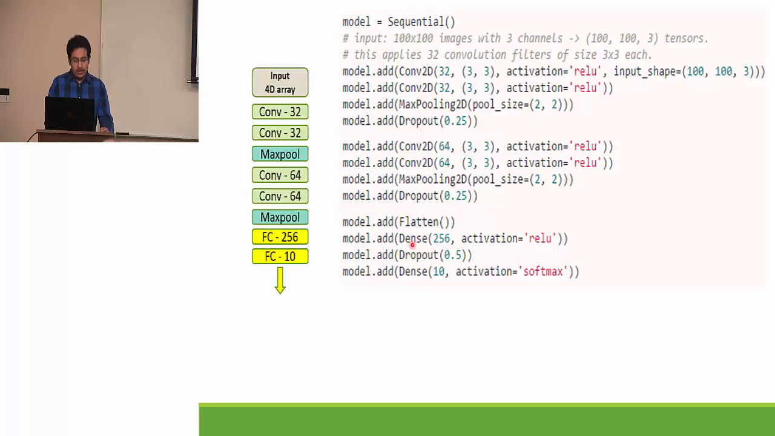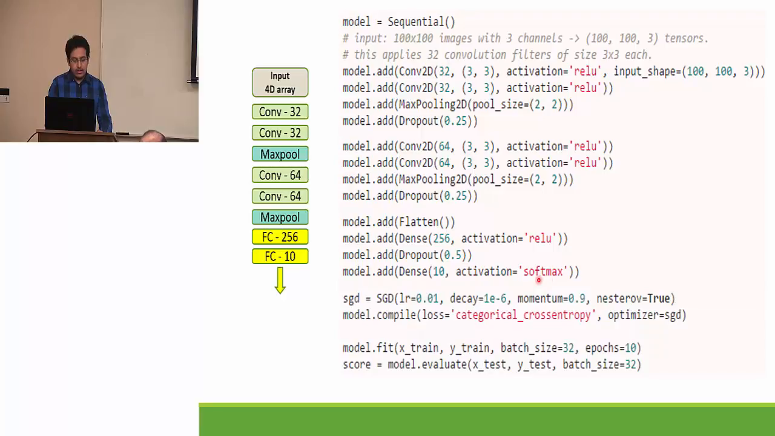So we have a dense layer with 256 neurons and activation as relu, and then we have one more dense layer with 10 neurons, and this is the last layer. The activation is softmax, which converts it to probability values, and then we start training it.